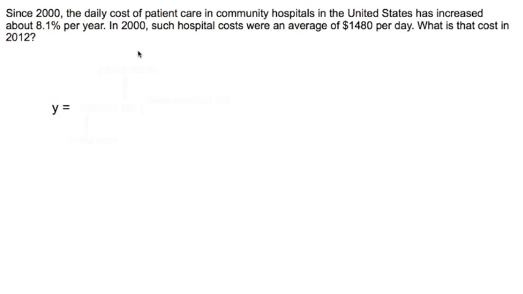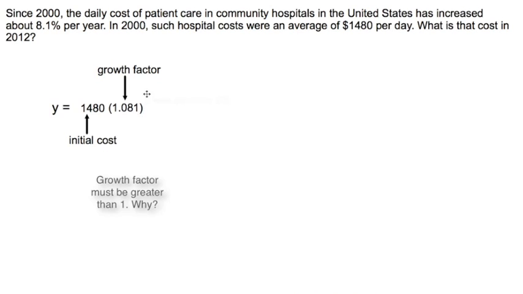Since 2000, the daily cost of patient care in community hospitals in the United States has increased about 8.1% per year. In 2000, such hospital costs were an average of $1,480 per day. What is that cost in 2012? All right, so first thing we're going to do is start off with our initial cost. That was, at the start in 2000, $1,480 per day. Then we're going to include our growth factor, which is 1.081.